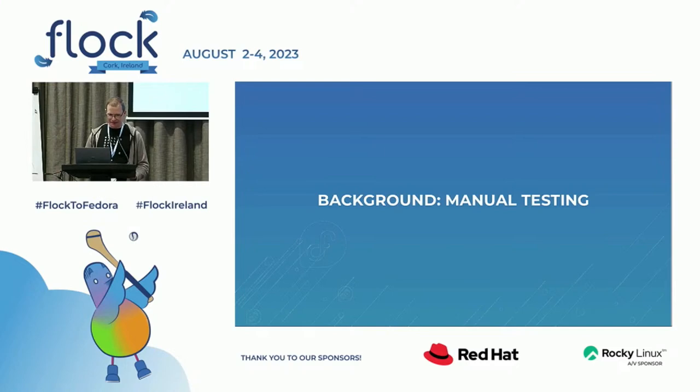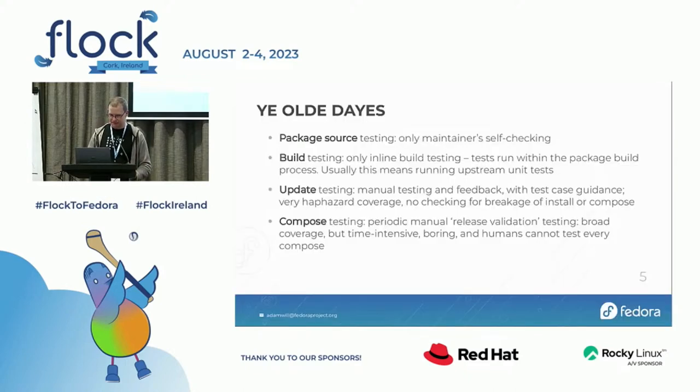So some background: the topic of the talk is where we are with automated testing, but how we got there in the first place is useful to the story. So in ye olde days, this is what we did. In a QA context, we didn't do any testing of package sources. Maintainers might do it for themselves, but that was outside of the scope of QA. Testing at the build level, again, we really only had what maintainers did themselves in the check section of the package, where a package build can run test scripts and fail if they don't work.